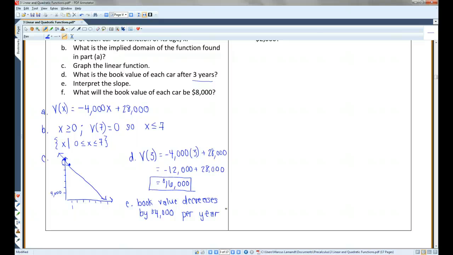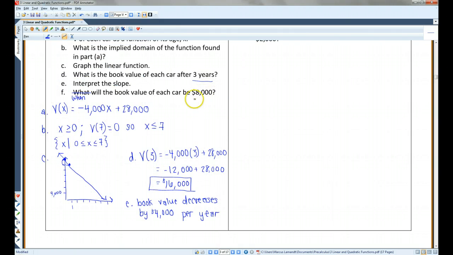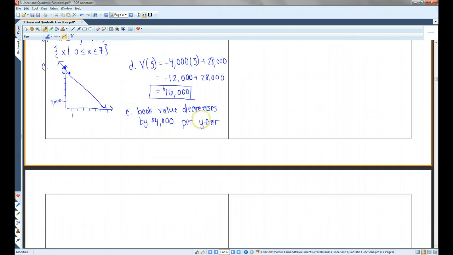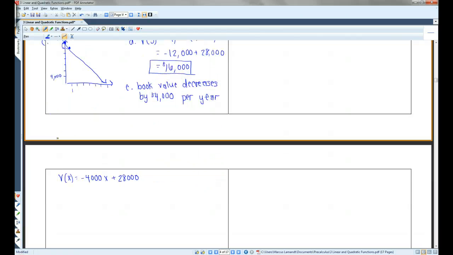Last step. When will the book value of each car be $8,000? For this one, we were given the number of years and we were asked to find the price. Now we're given the price and we're asked to find the year, so we're going to work backwards. So we know that v of x is negative 4,000x plus 28,000. And now we want to find what x is when v is $8,000.